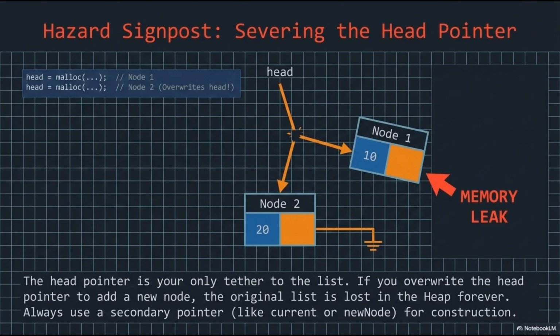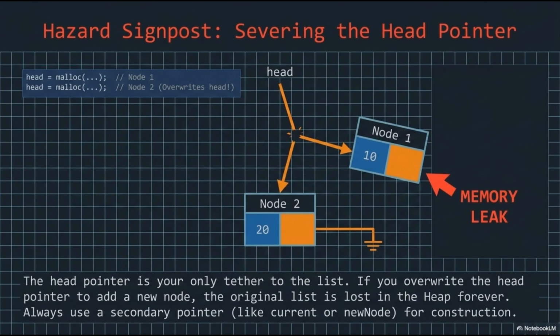We need to adopt a really urgent, investigative mindset for this final stretch to look at the catastrophic, real-world consequences of sloppy pointer management. Seriously, treat this scenario like a flashing neon hazard sign. The head pointer is your absolute only tether to the entire linked list, floating out there in the heap. Look at what happens if you carelessly say head equals malloc to create a second node. You overwrite the original head pointer.